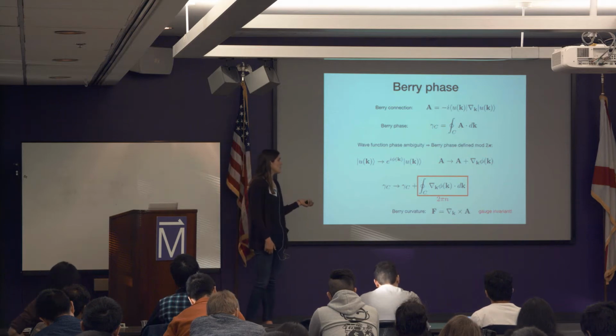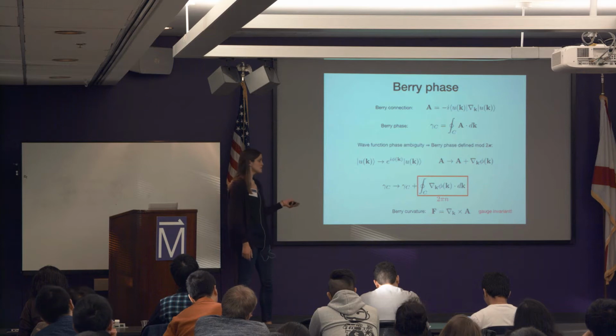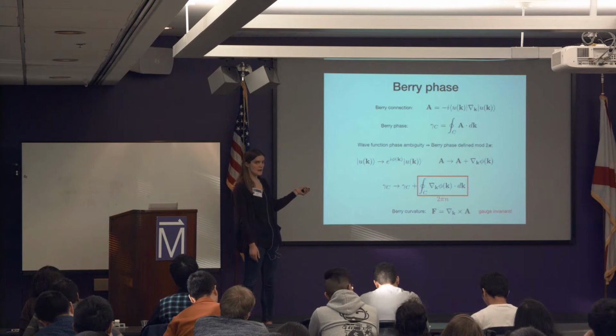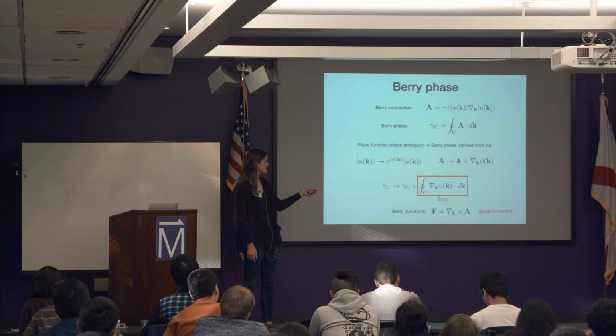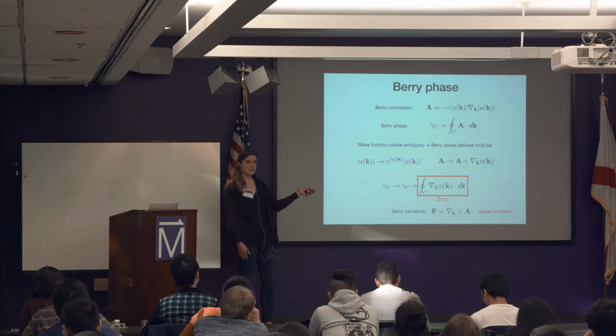Now, why is the Berry phase only defined mod 2 pi? Well, wave functions, of course, have a phase ambiguity. And so you can ask, suppose I computed my Berry phase, but then I wanted to pick a different gauge. So instead of this state U of k, I have the same U of k, but with some phase in front. And this phase in front might have some k dependence to it. Then what do I get for my Berry phase?